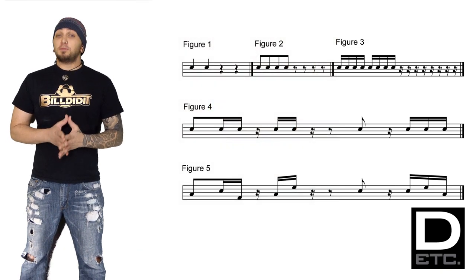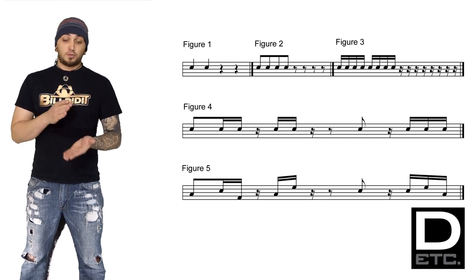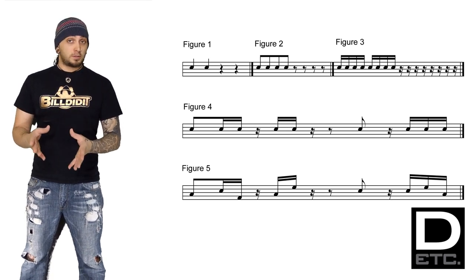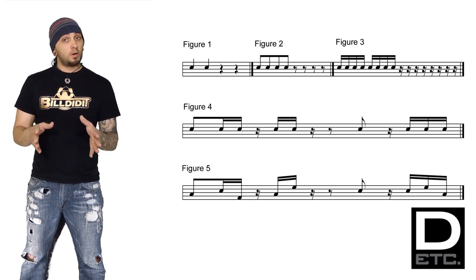So, now that we've seen what the quarter note rest looks like, let's hear it. In this first example, beats 3 and 4 are quarter note rests, so we're not going to play for those. We're going to play on beat 1, beat 2, and then nothing on 3 or 4. Let's hear it.